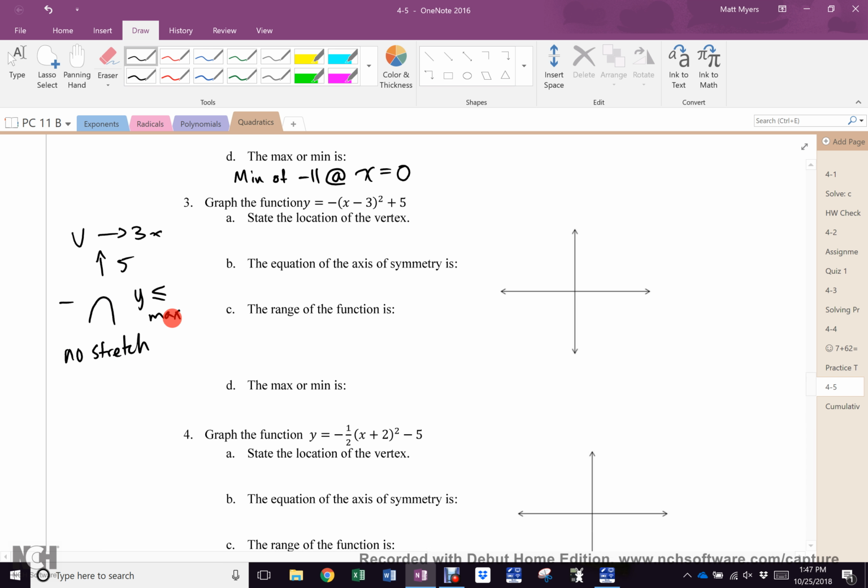So let's do that. What's the vertex? 3, 5. Okay, axis of symmetry. X equals 3. So now all my numbers are going to be 1 away from 3, 2 away from 3, 4 away from 3, 4, then what? 6, then what? Then what?